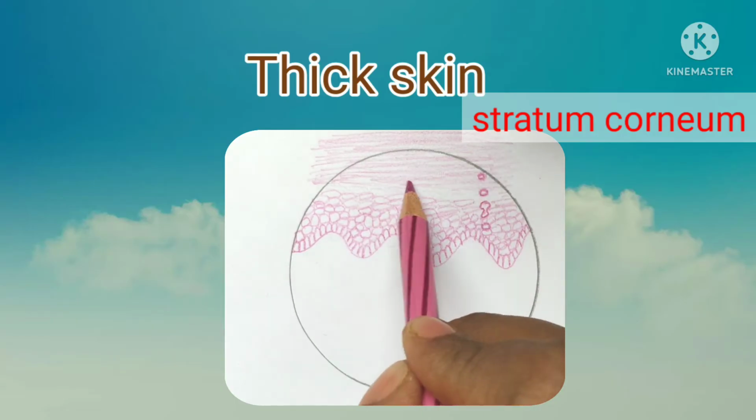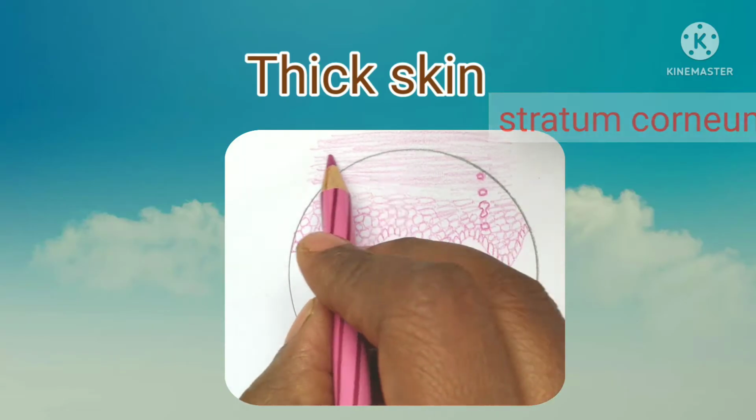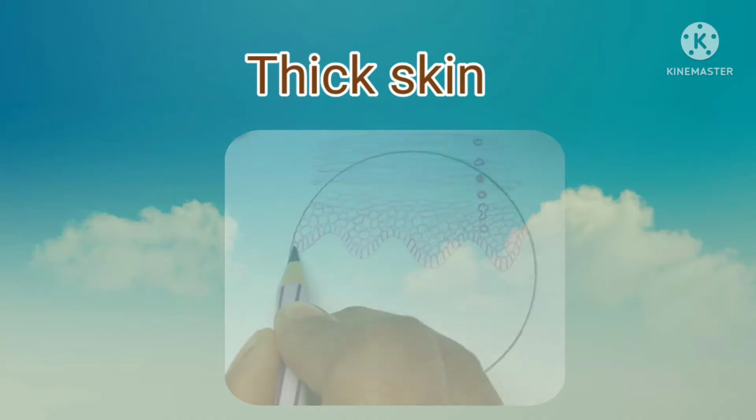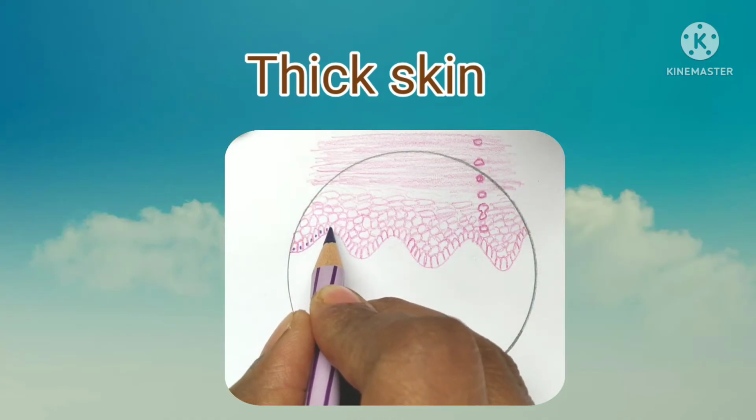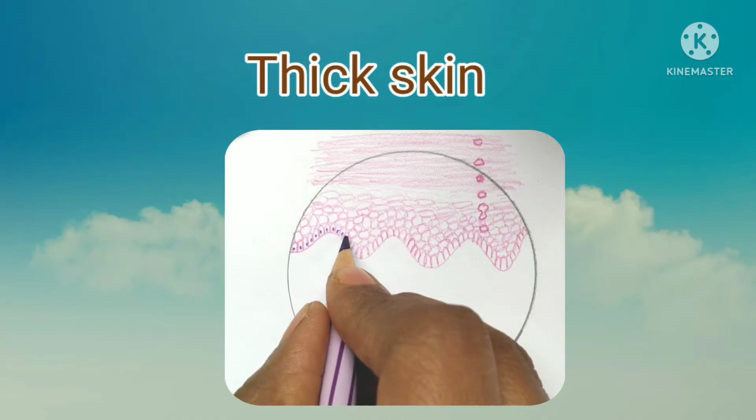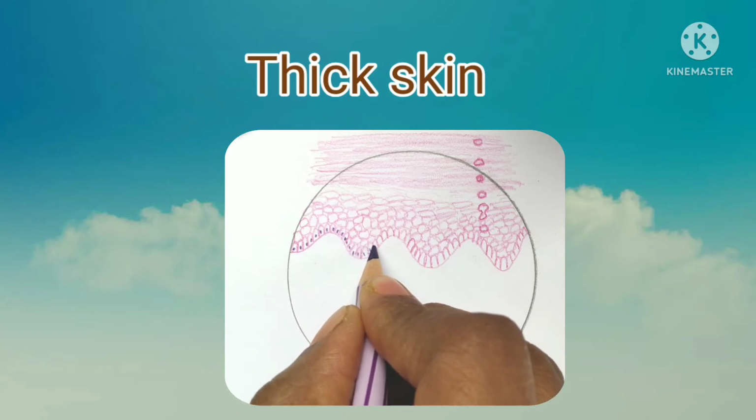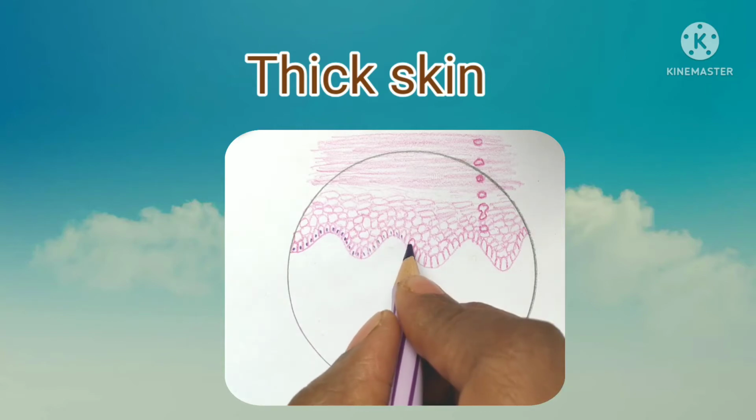The thickness varies between thick and thin skin. In thick skin it is very thick. The stratum corneum represents the dead cells, so there are no nuclei in the stratum corneum.